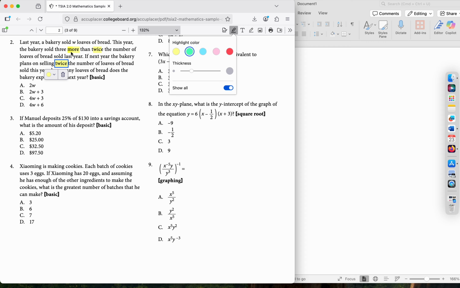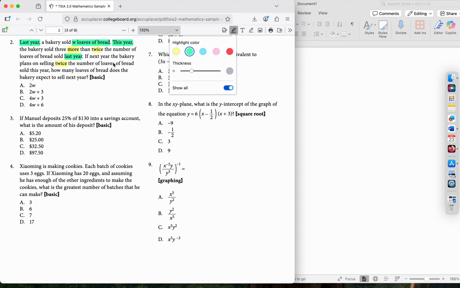They're also indicating different variables. So last year will be a variable. It's represented as W, so W loaves of bread. This year will also be a variable. This year, the bakery sold 3 more than twice the number of loaves of bread sold last year. And so last year is our final variable, last year.